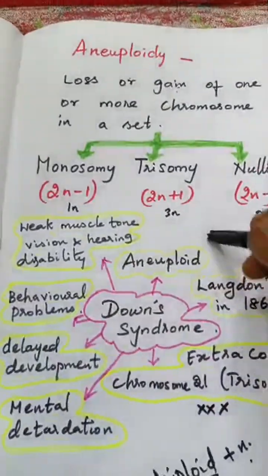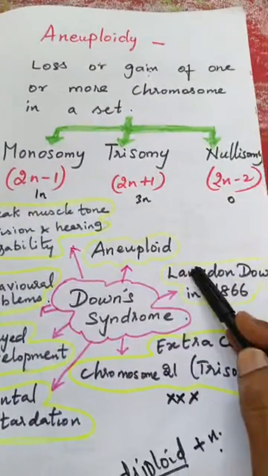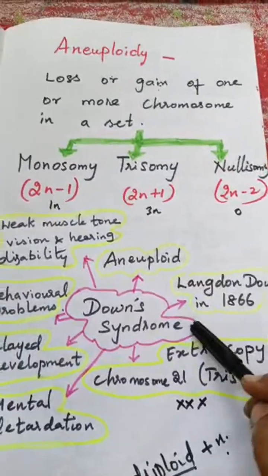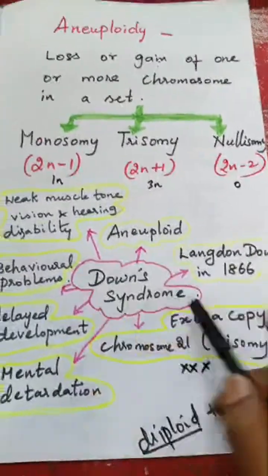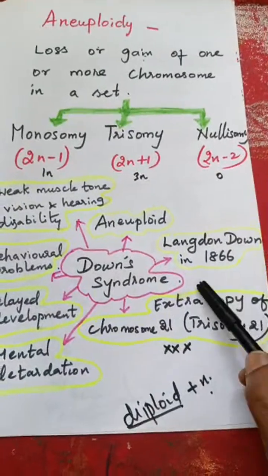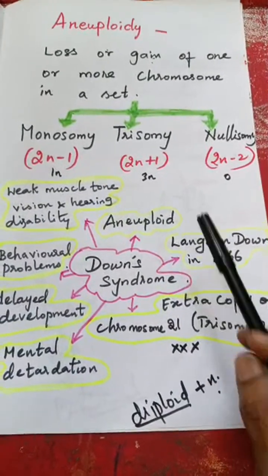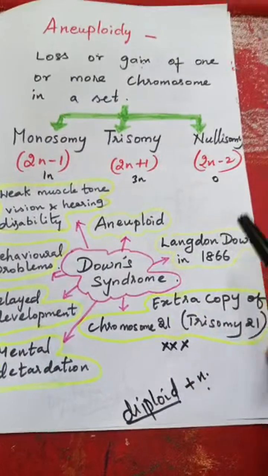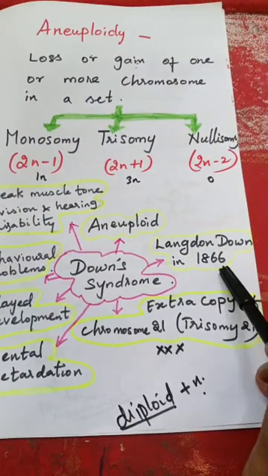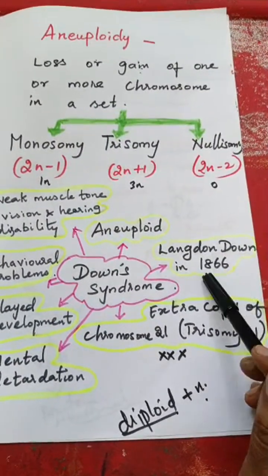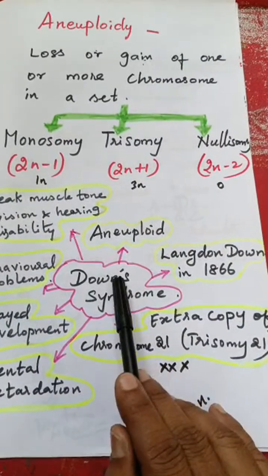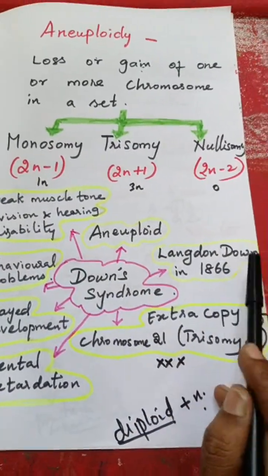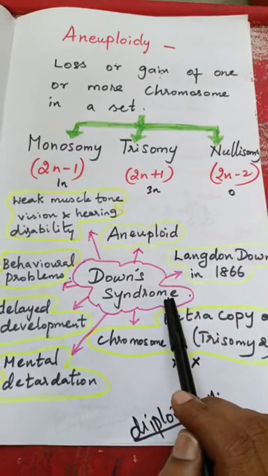And this kind of aneuploidy will be found in many disease conditions. I have given one example here. It is the Down syndrome. It is an aneuploid condition, and it was found by Dr. Langdon Down in the year 1866. That's why it's called the Down syndrome, since it was found by Dr. Down.